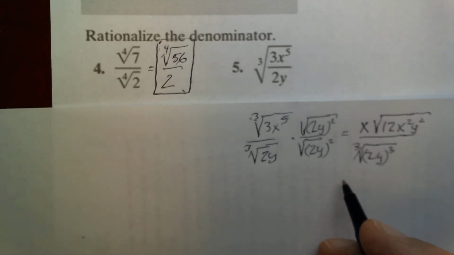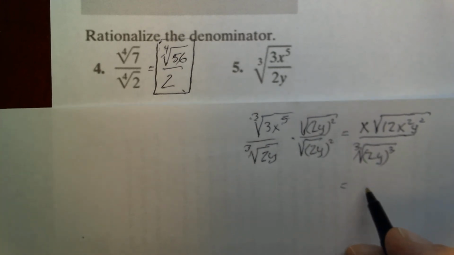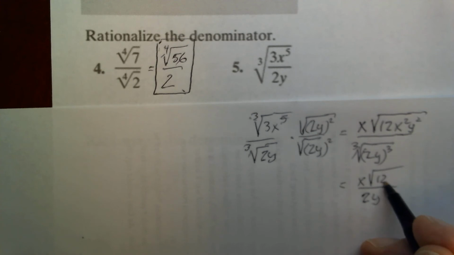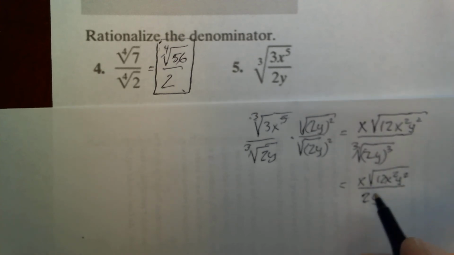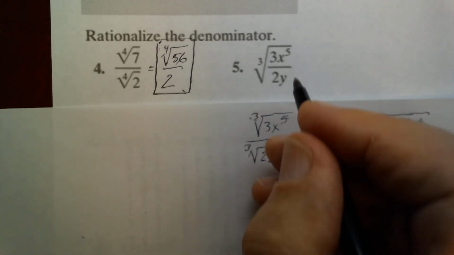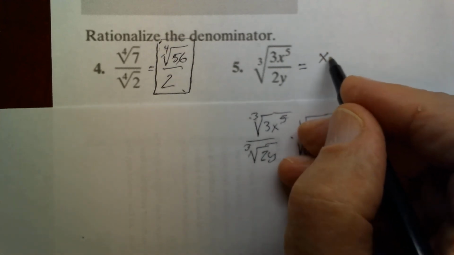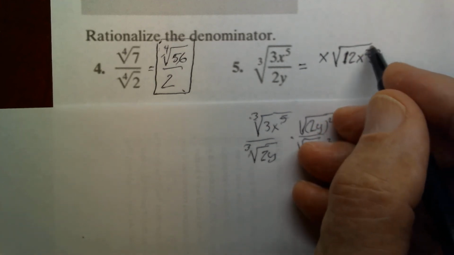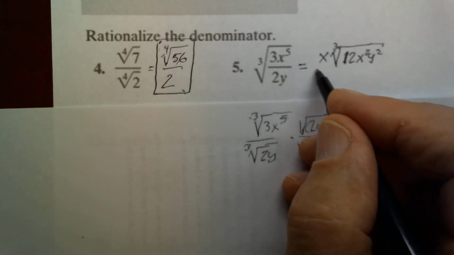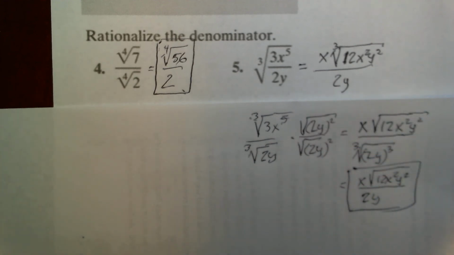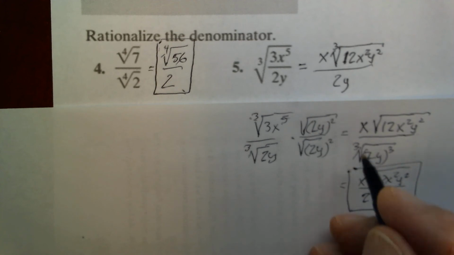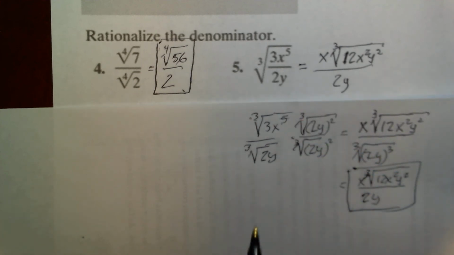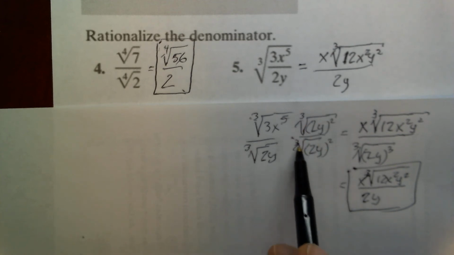And so then the denominator rationalizes to 2y, and in the numerator we have x times the third root of 12x squared y squared. So it's x, the third root of 12x squared y squared, divided by 2y. So now the solution is complete, now that we have all third roots everywhere.